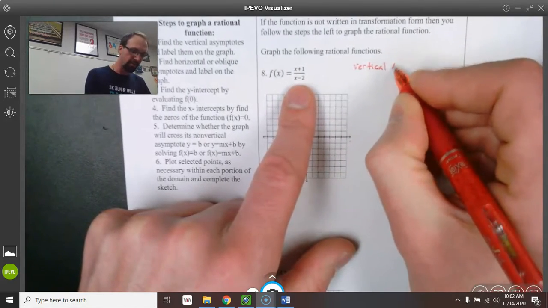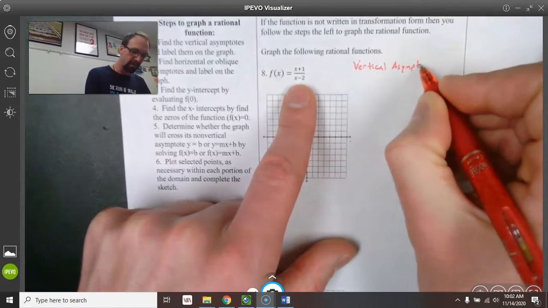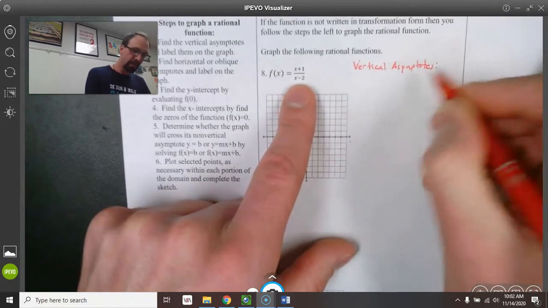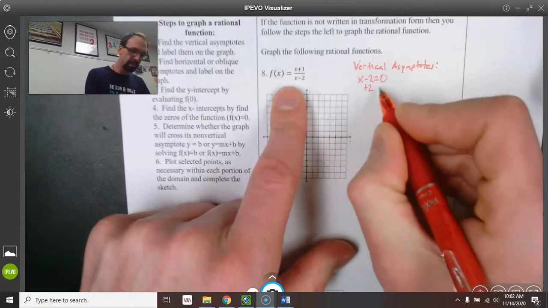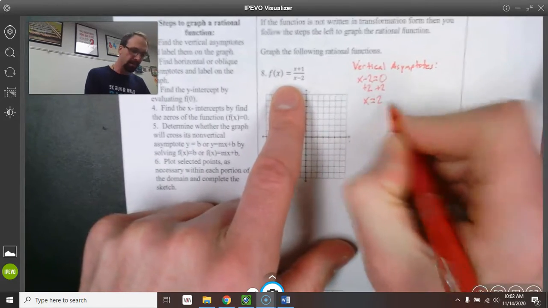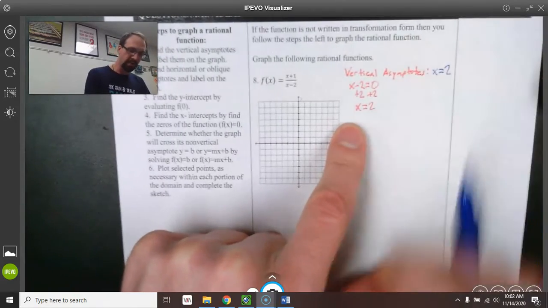So for the vertical asymptotes, which you can just abbreviate VA, that's fine. Asymptotes. I just want practice spelling. So I'm going to set the denominator equal to 0 and then solve. Add 2, so I get x equals 2. So my vertical asymptote in this case is just x equals 2.